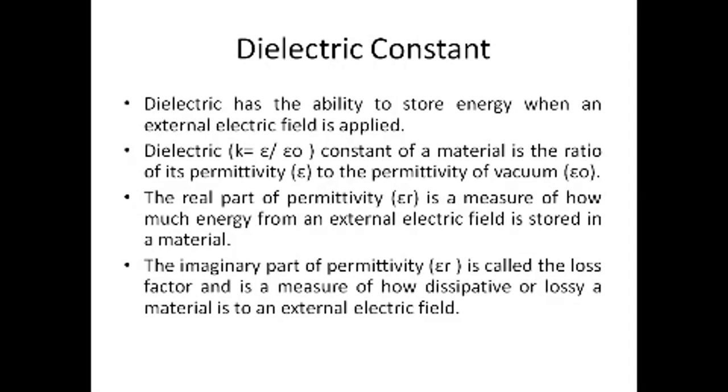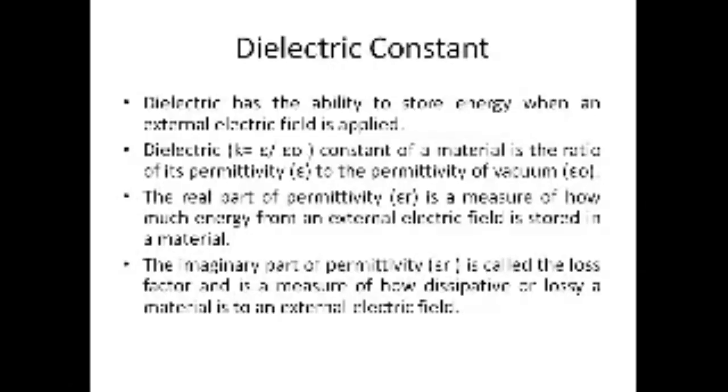The real part of this term, that is permittivity, is the measure of how much energy from an external electric field is stored in the material when an electric field is applied externally. The imaginary part of the permittivity epsilon r is called the loss factor, and it measures how dissipative or lossy the dielectric material is when an external electric field is applied. Based on this real and imaginary part, we can measure the dielectric constant.